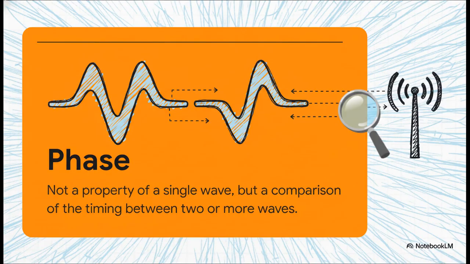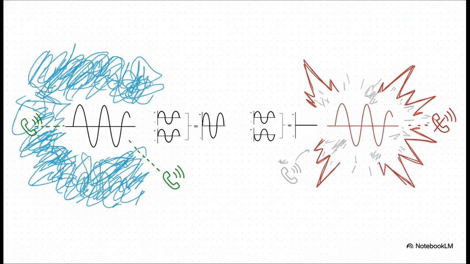And finally, our fourth trait is phase. Now, this one's a little different, because it's not about a single wave all by itself. Phase is all about timing. It's a comparison between 2 or more waves as they arrive at the same destination, like your receiving antenna. And the effect of phase can be absolutely dramatic.